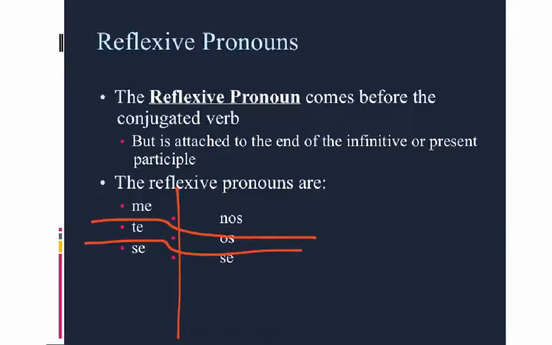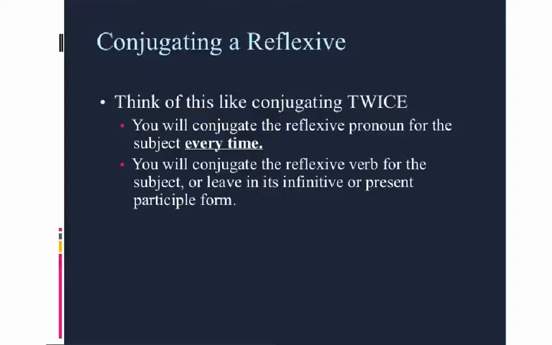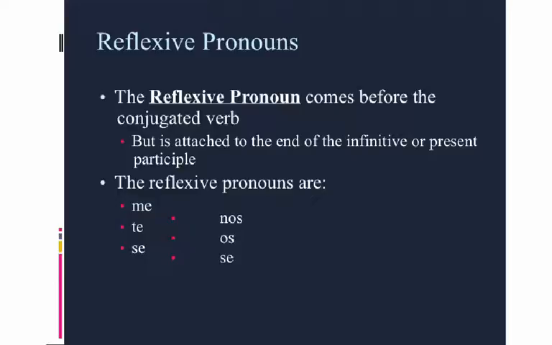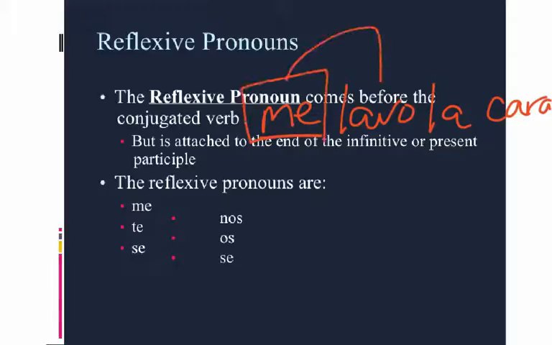But anyway, reflexive pronouns are going to come before the conjugated verb, or if you're writing something in the infinitive, then they're going to be attached to the end. Or if I'm using a participle. So for example, let's see if I give an example. An example would be me lavo la cara. So there is the reflexive pronoun before the conjugated verb there.